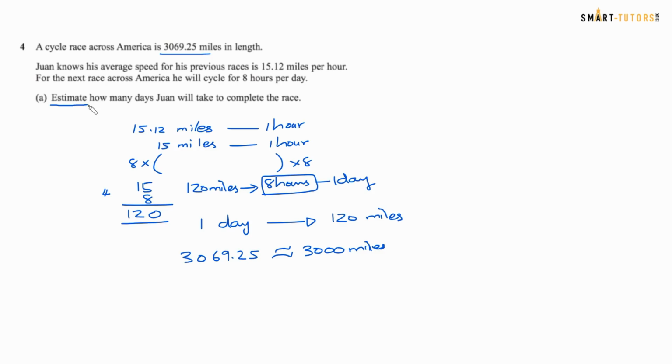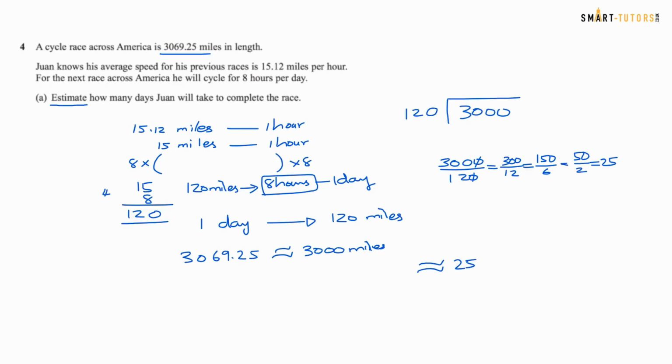So now how many lots of 120 are going to be in 3000? So that's simple division. So 3000 divide by 120, you can do the short division or long division or any simple method to find out the answer. So I'm going to knock the zero. So it's going to be 300 over 12. I'm going to half the 300, 150 over 6. I'm going to divide both by 3, that is 50 over 2, and 50 half is 25. So roughly he needs 25 days to complete.